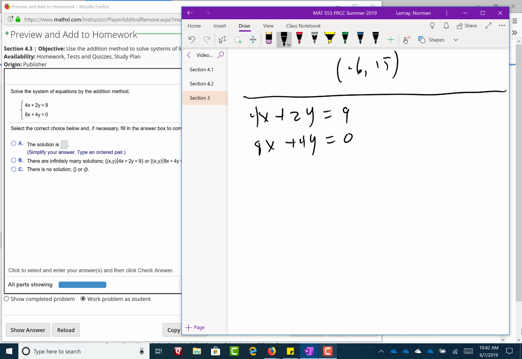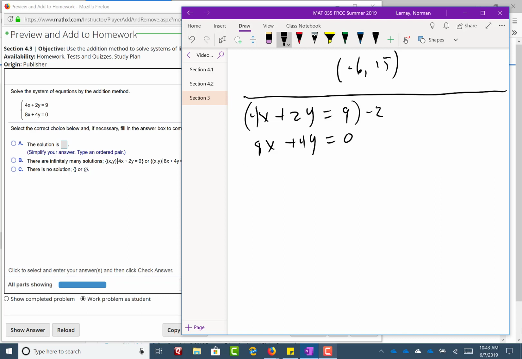So I'm taking a look at the x's. It doesn't matter which one you choose, the x's or the y's, and I'm going to eliminate the x. So I have an 8 here and a 4 here, and so I need the same number, opposite sign. So here it's easy to see that the same number is going to be an 8, but I need an opposite sign. So I'm going to take this top equation and multiply by a -2, because that will give me a -8, so that when I add, the x's drop out.